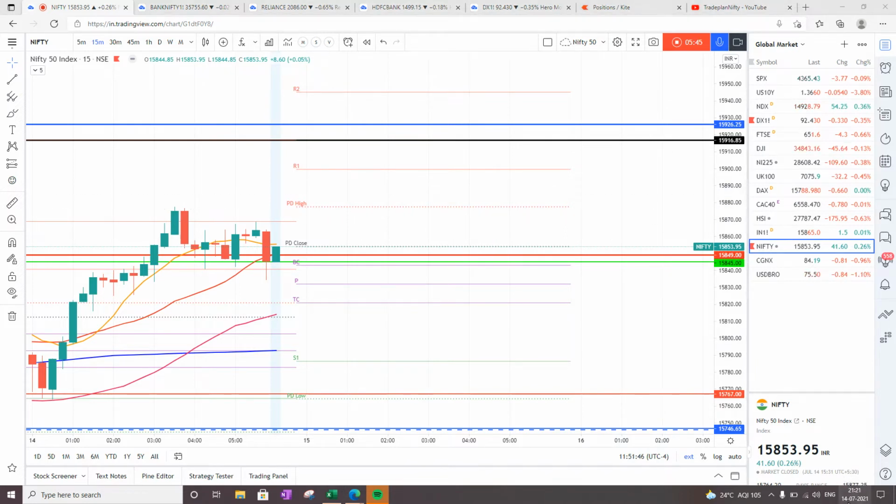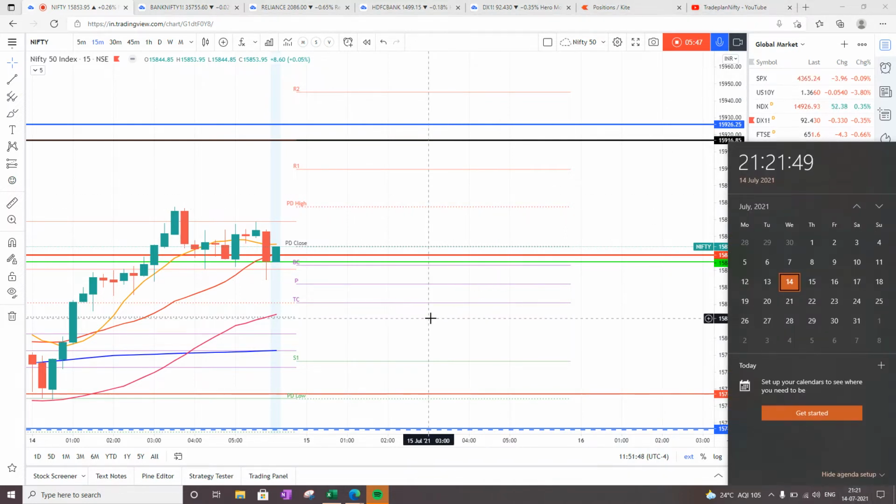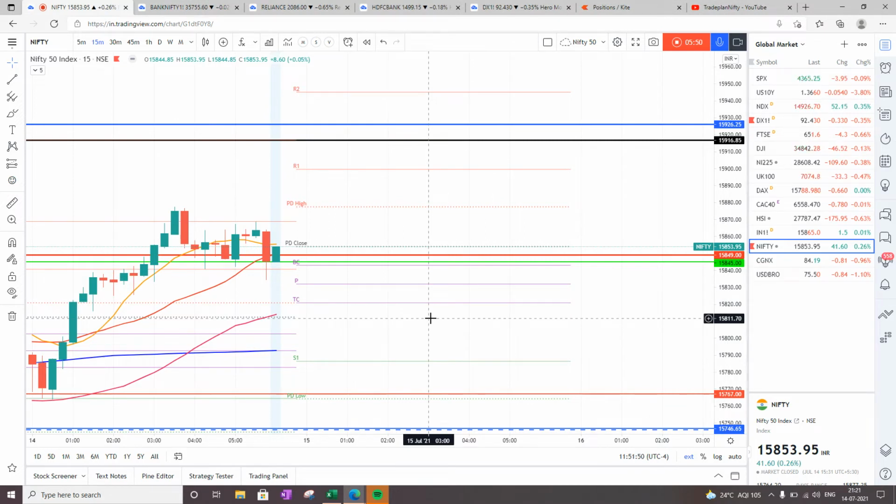also expiry. So expect expiry drama. So tomorrow will be a highly volatile day if it opens between pivot and previous day high, which is 15877. So assume that the open is somewhere here.